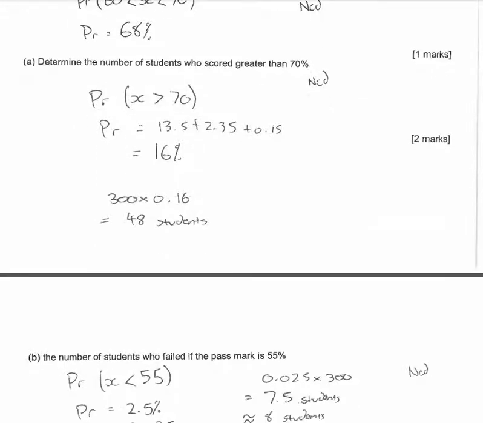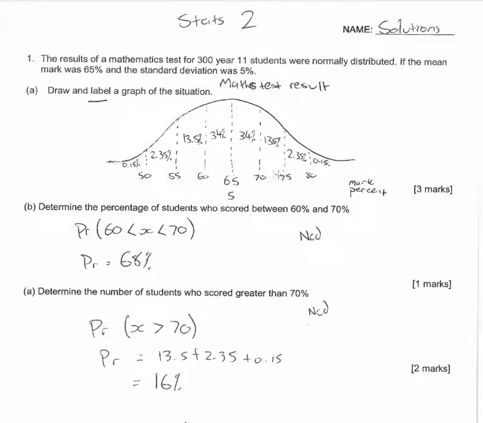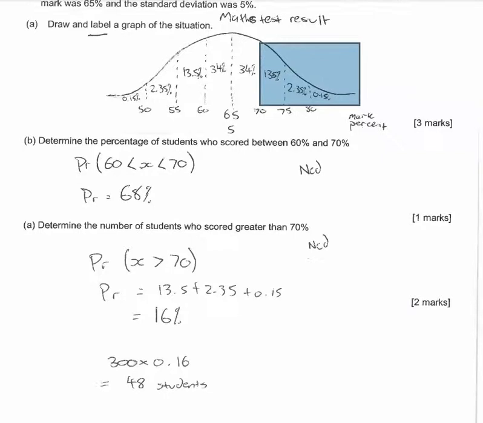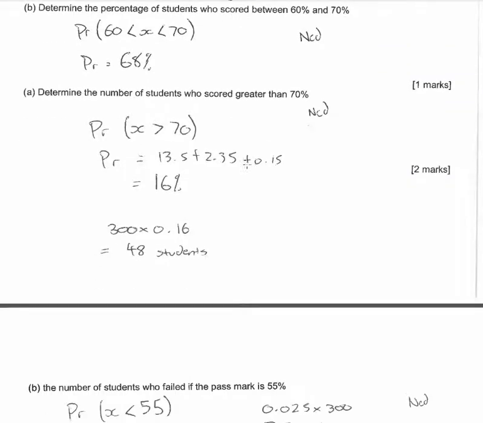The next part is who scored greater than 70%. Again, go to the 70% line and you can see all of these percents here. So it's going to be 13.5, 2.35 and 0.15 all added together, because they're the students that have scored more than 70%. You add all of those together and you get a result of 16%. Now I want to know the number of students, so you have to convert the 16% to a probability, which is 0.16 times the 300 students that did the test, and you'll get a result of 48 students.